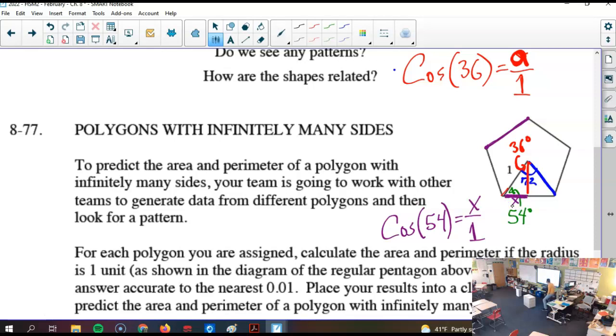So cosine of 54, I guess, times 10 will be our perimeter. Yeah, that's not a very nice way to say it. It's 6.61. That's a nicer way to say it. Well, I don't know if that's right, but that's a nicer way to say it.